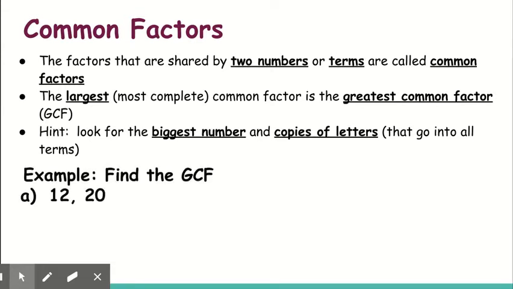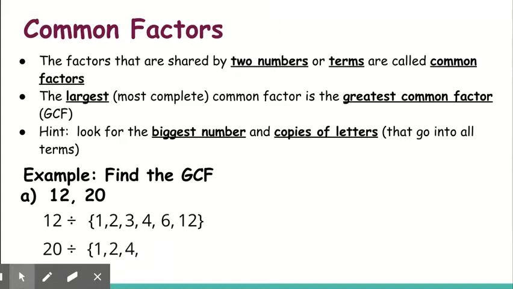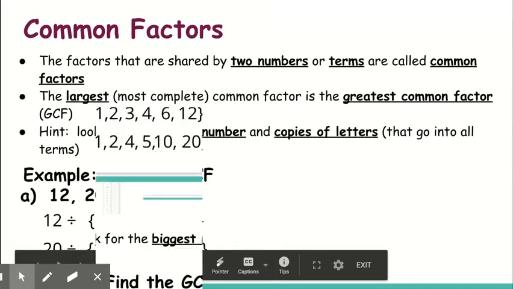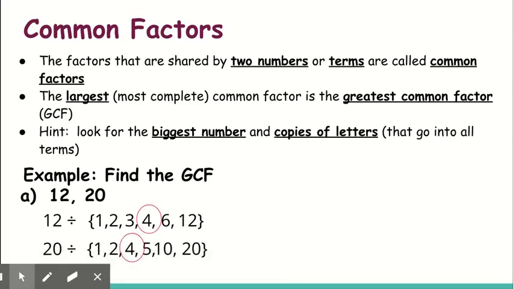So for example, I have 12 and 20. We need to find the greatest common factor of it. So if we look at 12, we know that it can be divided by 1, 2, 3, 4, 6, and 12, where 20 can be divided by 1, 2, 4, 5, 10, and 20. That means that the greatest common factor, so the greatest one closest to our right side here, that is the same, is 4. So the greatest common factor for 12 and 20 is 4.